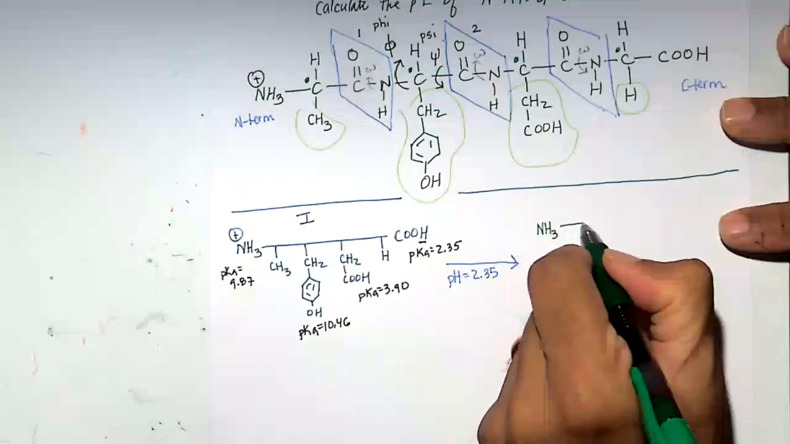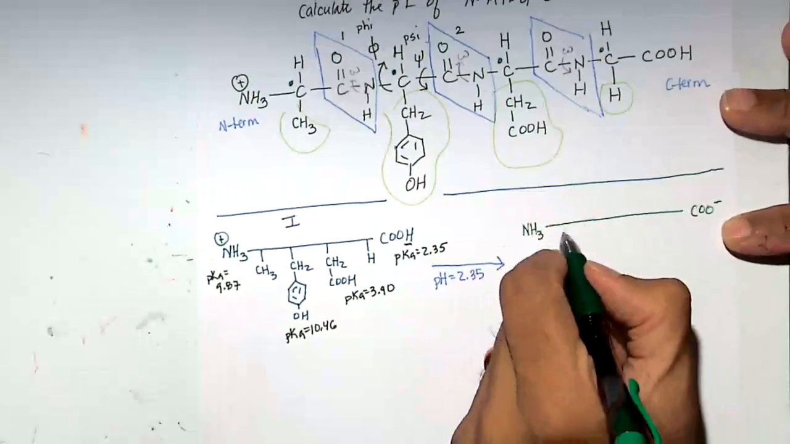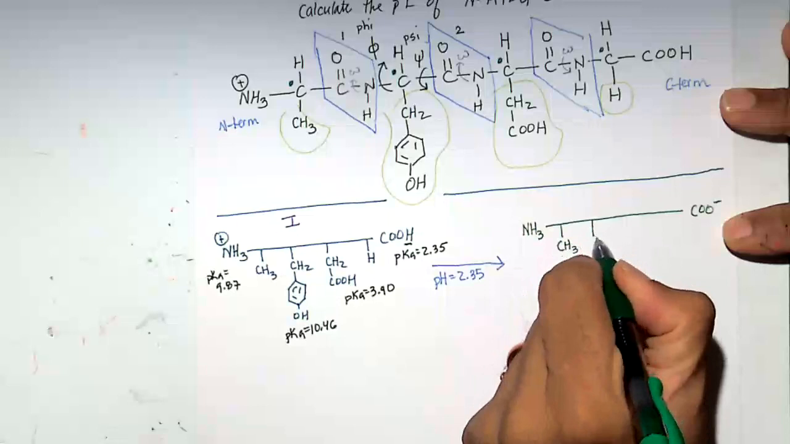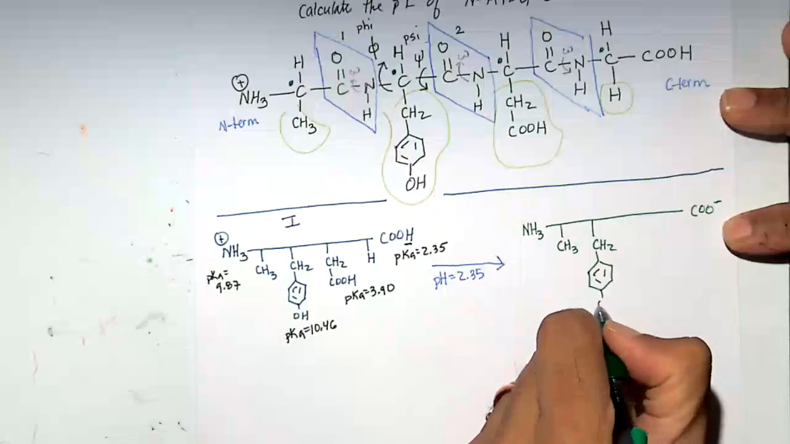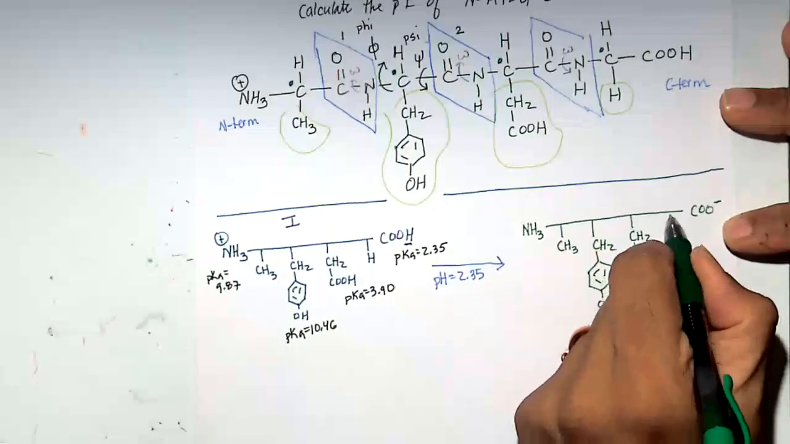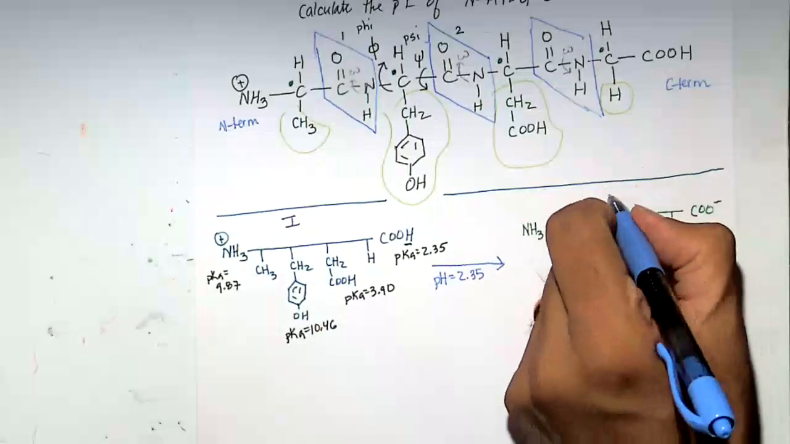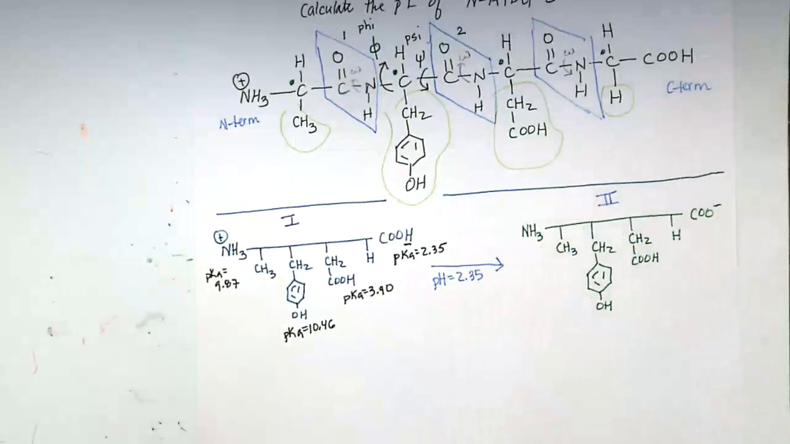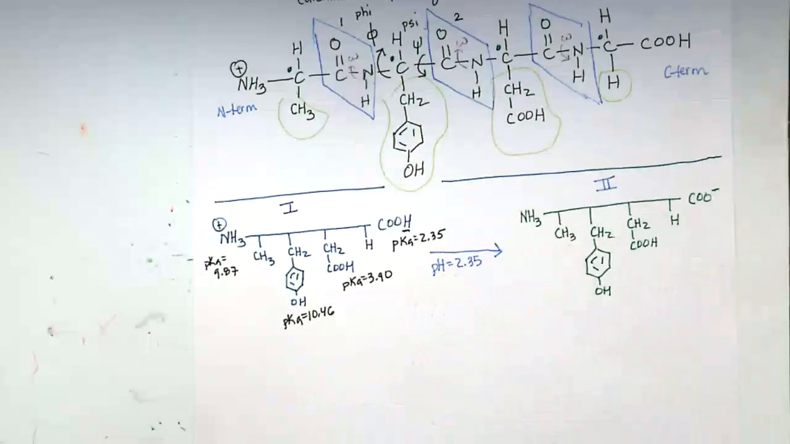So we start getting this appearance. Okay, I'm going to call this form 2. Okay, so at pH 2.35, how much of 1 and 2 do we have? 50% of each, okay?